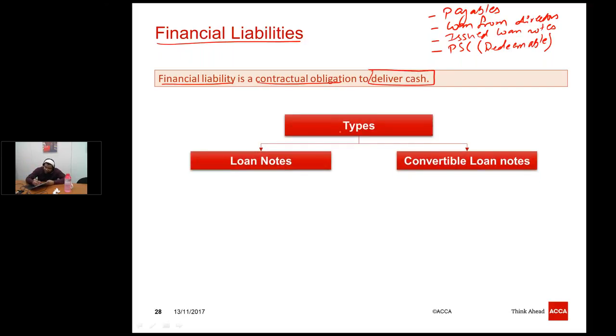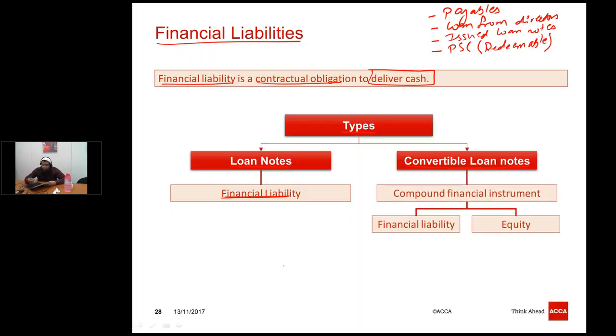So now we are going to discuss two types: simple loan notes and convertible loan notes. Simple loan notes are a financial liability because we have to pay the cash back. But convertible loan notes are a compound financial instrument. What is a compound financial instrument? It has both components, financial liability and equity. So we actually have to split both of them: liability separate and equity separate.